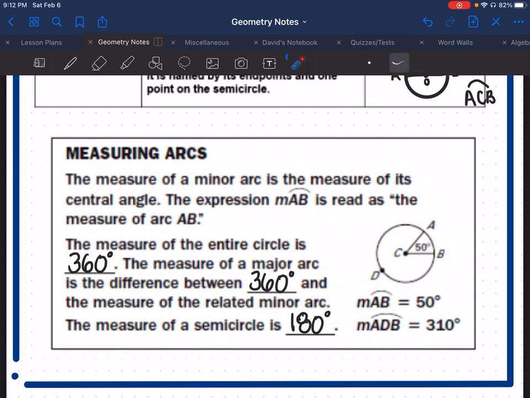So let's take a look at our picture over here. I know that this angle ACB is 50 degrees. Because this is a central angle, that means that this arc from A to B measures 50 degrees. This is my minor arc. Because ADB is my major arc and is the rest of my circle, to find its measure, I do 360 minus 50, and this is where the 310 comes from for ADB.